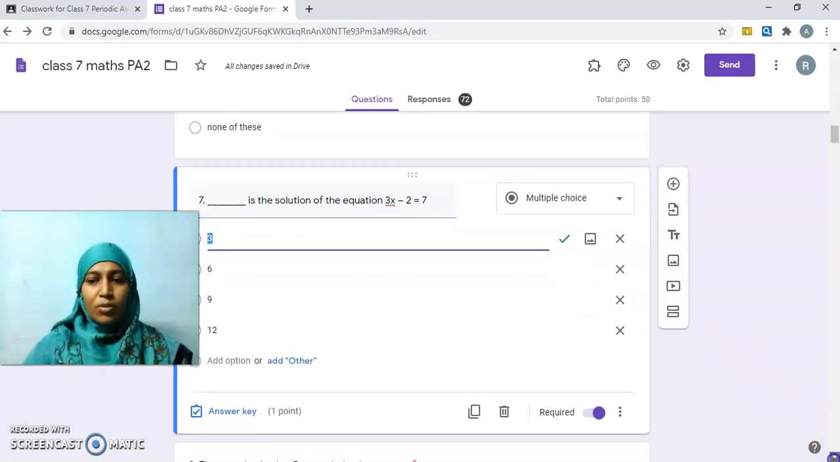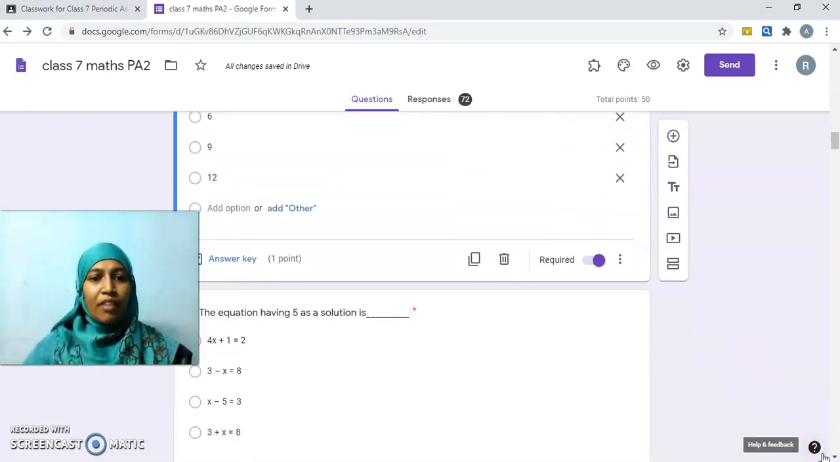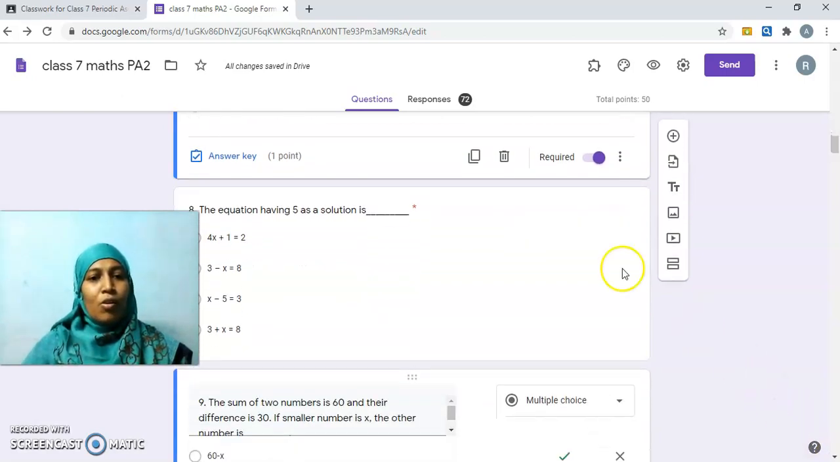Okay. The next question is, the equation having 5 as a solution. 5 should be the solution. For which equation will you get 5 as the solution? See, if I transpose this 3 to the right hand side, you will get 8 minus 3. So 8 minus 3 is 5. That is the solution. If I transpose here 1, it becomes 3. 3 divided by 4. No way. So this is the right answer.